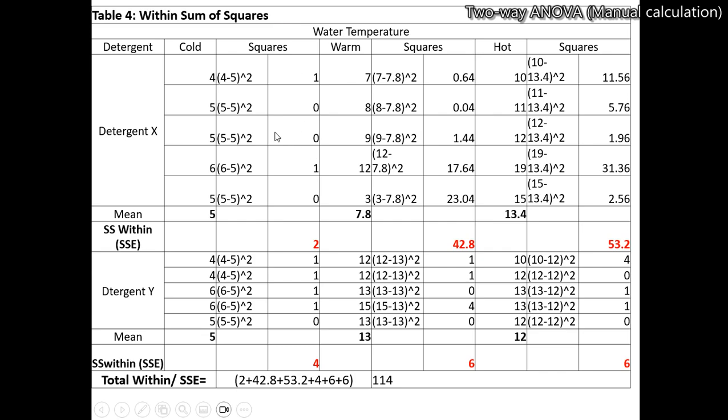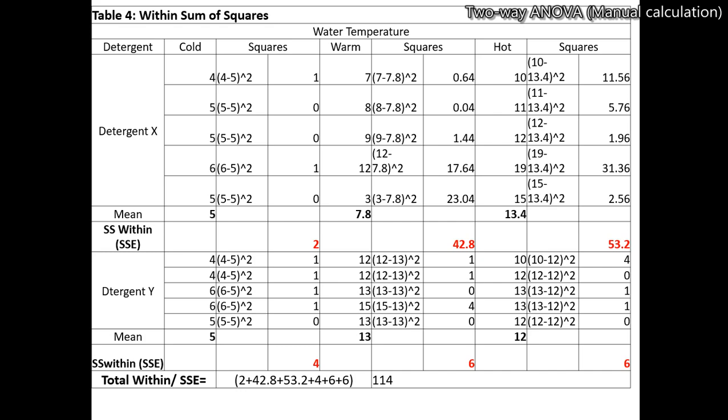For this, what we do is firstly calculate the mean for each group. We have 6 groups. One group is detergent X and cold water. The second group is detergent X and warm water. The third group is detergent X and hot water. For detergent Y, the fourth group is detergent Y and cold water, the fifth group is detergent Y and warm water, and the sixth group is detergent Y and hot water. So we calculate the mean for each group.